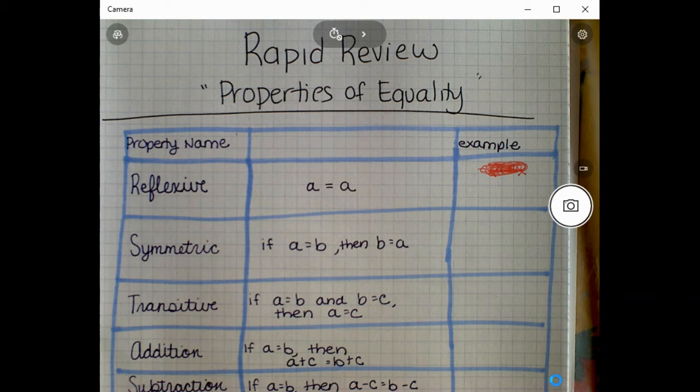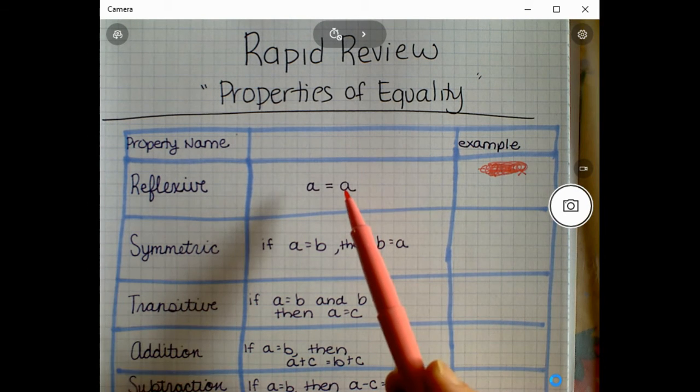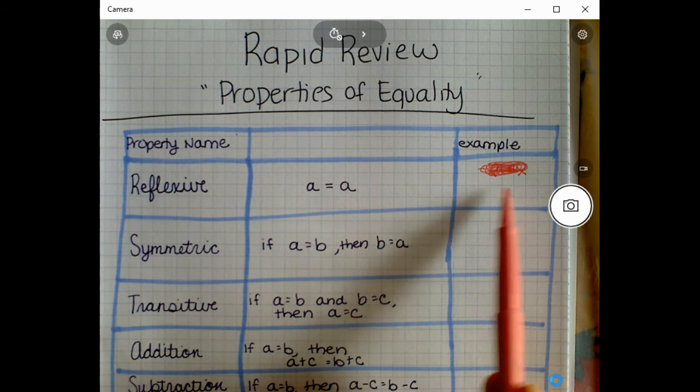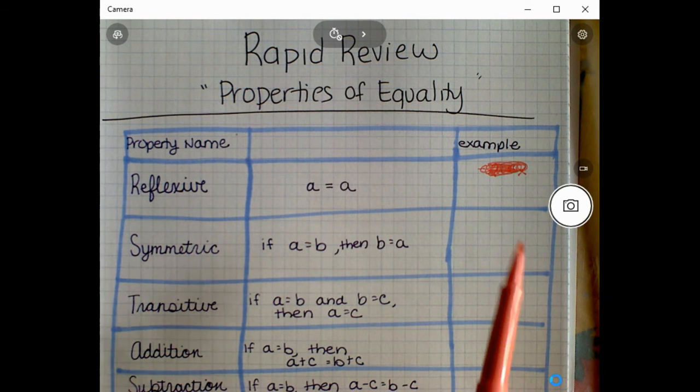They're kind of like the way you justify what you did. Well, I could do that because of this property. So we're going to go over them in two ways. First, I'm just going to tell you what they are and a generic version using letters, variables, to illustrate it. But I'm also going to give you an example over here that makes a little bit more sense.